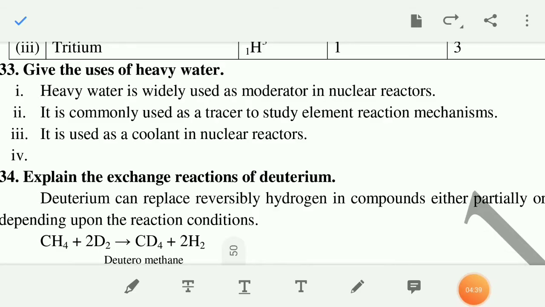The next question, give the uses of heavy water. Heavy water is used as a moderator in a nuclear reactor. The second point, it is commonly used as a test to study reaction mechanism. It is also used as a coolant in nuclear reactor. These are the uses of heavy water.